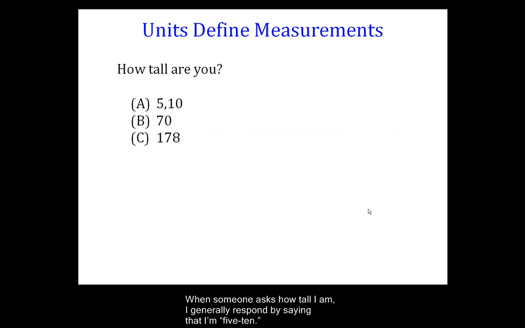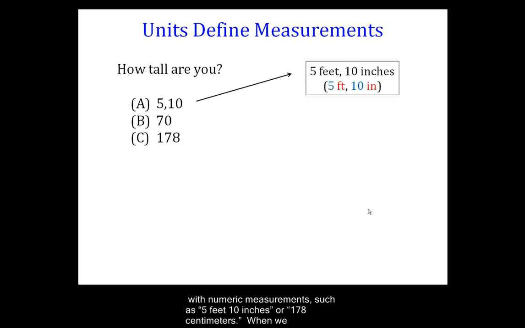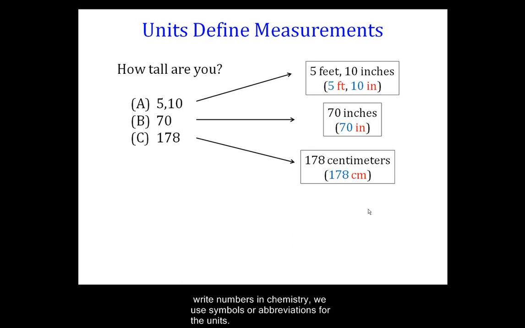When someone asks how tall I am, I generally respond by saying that I'm 5'10". You probably understand what I mean, but in scientific terms that's not specific enough to convey information to others. For example, if I had said that I am 70 or 178, you would have been confused. To be accurate, we need to include units along with numeric measurements, such as 5 feet 10 inches, 70 inches, or 178 centimeters. When we write numbers in chemistry, we use symbols or abbreviations for the units.